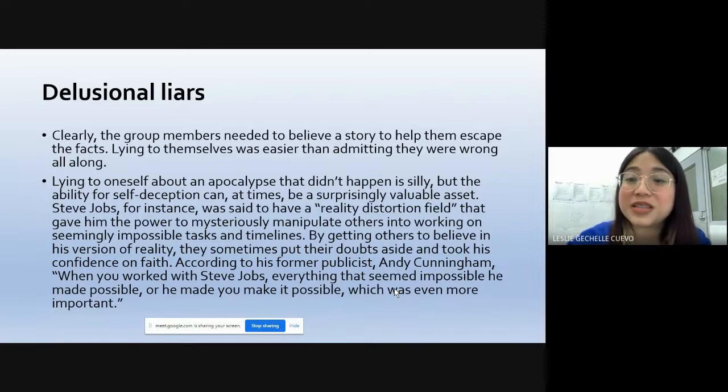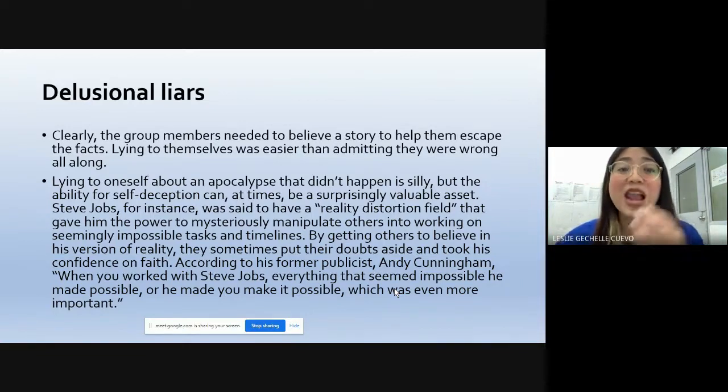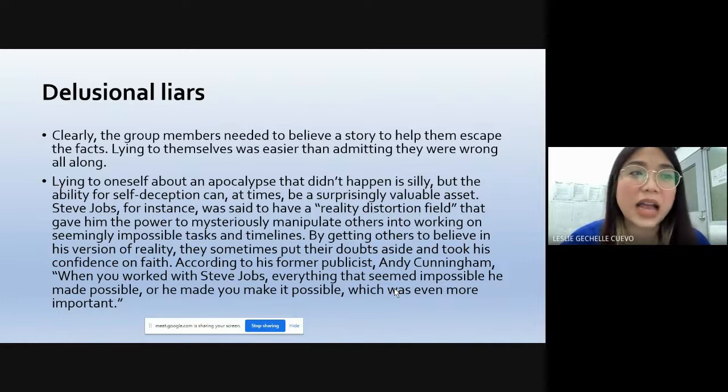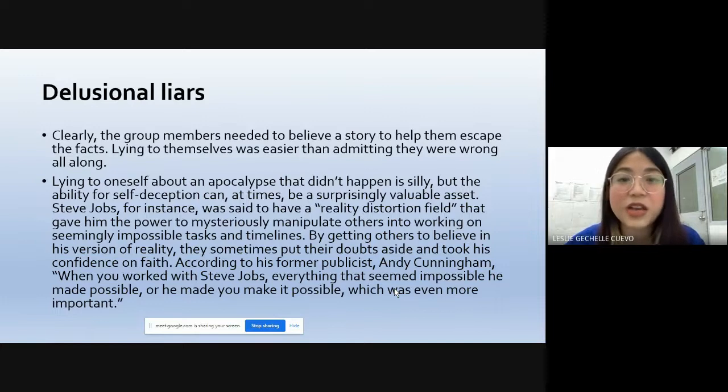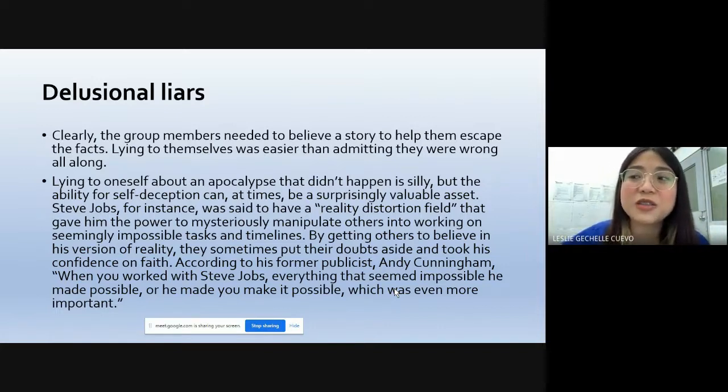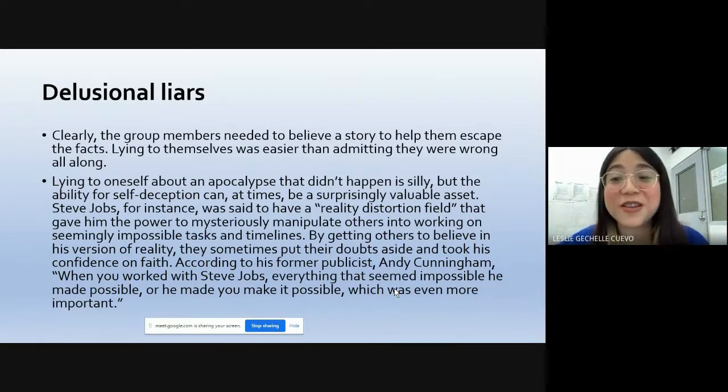According to his former publicist, when you worked with Steve Jobs, everything that seemed impossible, he made possible, or he made you make it possible, which was even more important. But in a sense, he was a good leader. Diyan sa sense na yan. Diyan sa circumstance na yan. Kasi napaniwala niya kayo na kaya niyong gawin ang isang bagay na parang sobrang hirap o na parang imposible. At eventually, when you become successful with it, then mapapakita lang na hindi siya totally bad lie. Diba? Kasi yun nga, delusional liar yun.